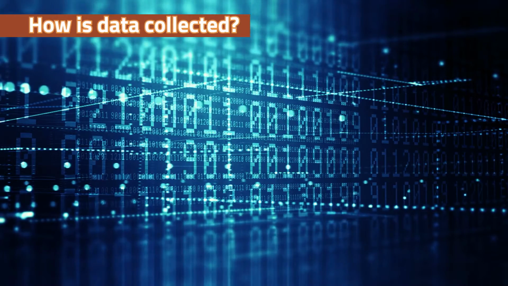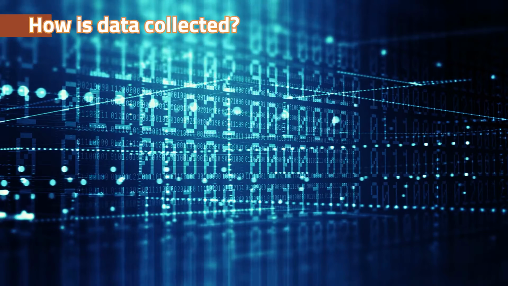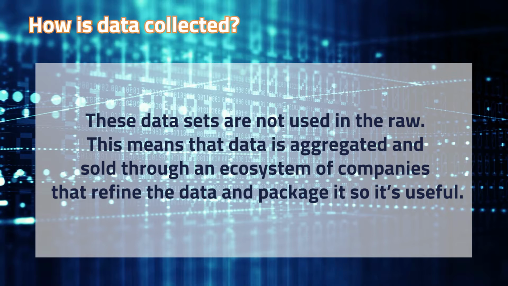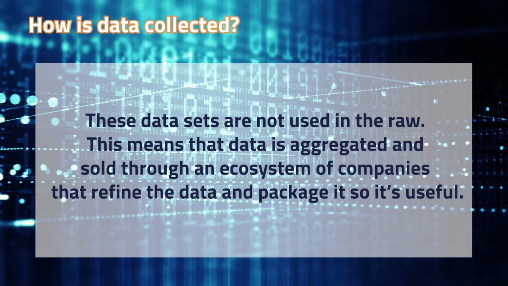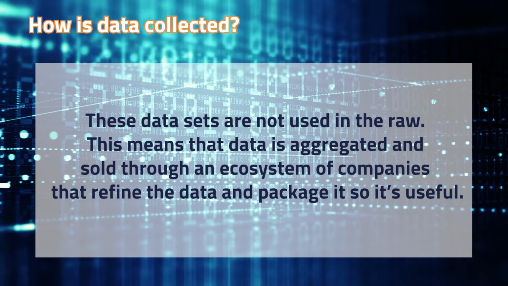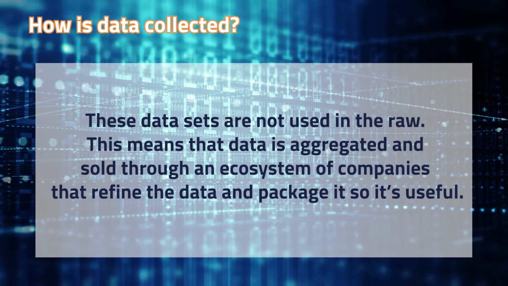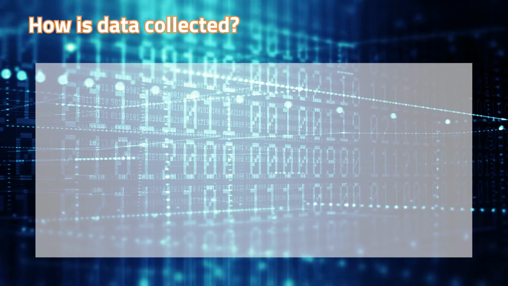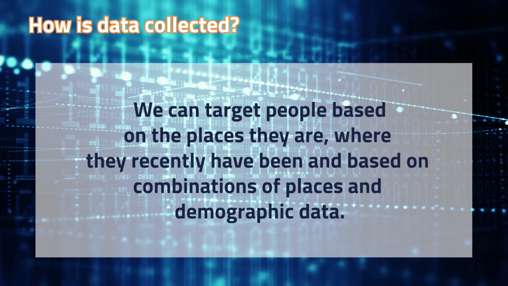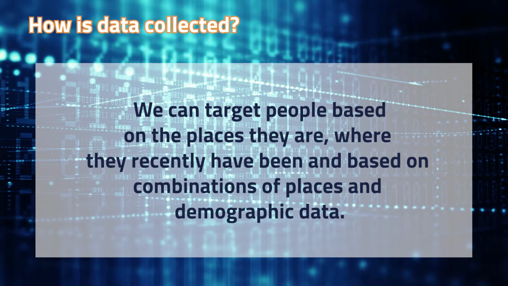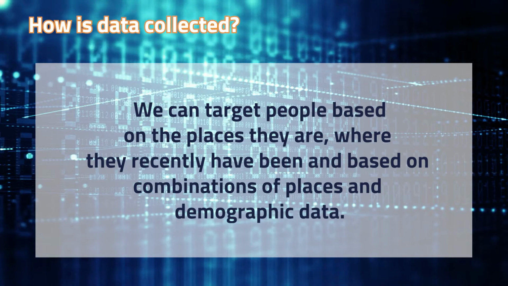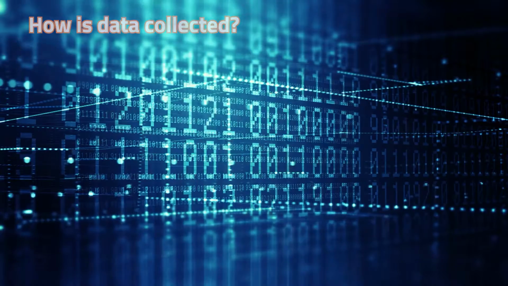As you recall in prior videos about how data is collected, these data sets are not in fact used in the raw. We do not have personally identifiable information. Among other things, this means that data is aggregated and sold in an ecosystem of companies that refine the data and package it so it's useful. By the time we get access to the data, we can target people based on places they currently are at the moment, where they've recently been up to the past year, and based on combination of places and demographic information.